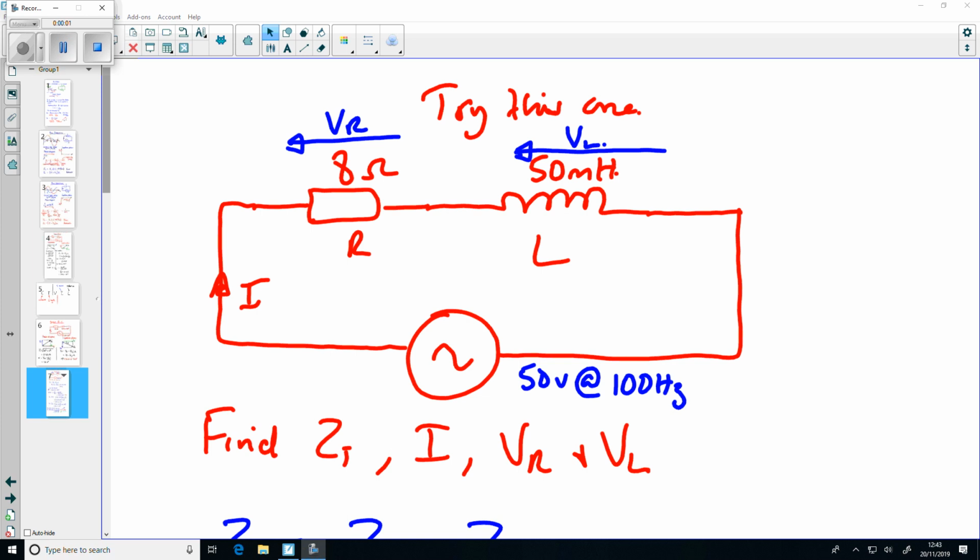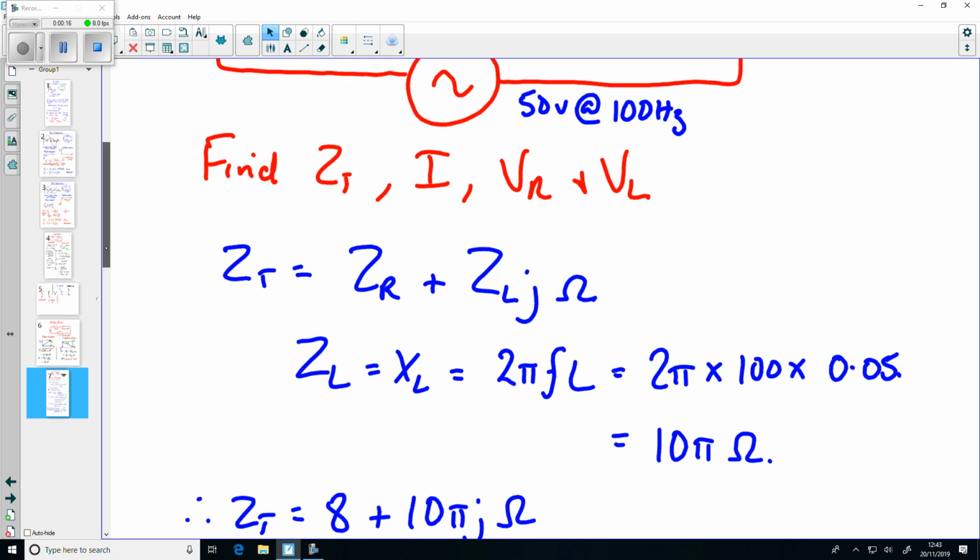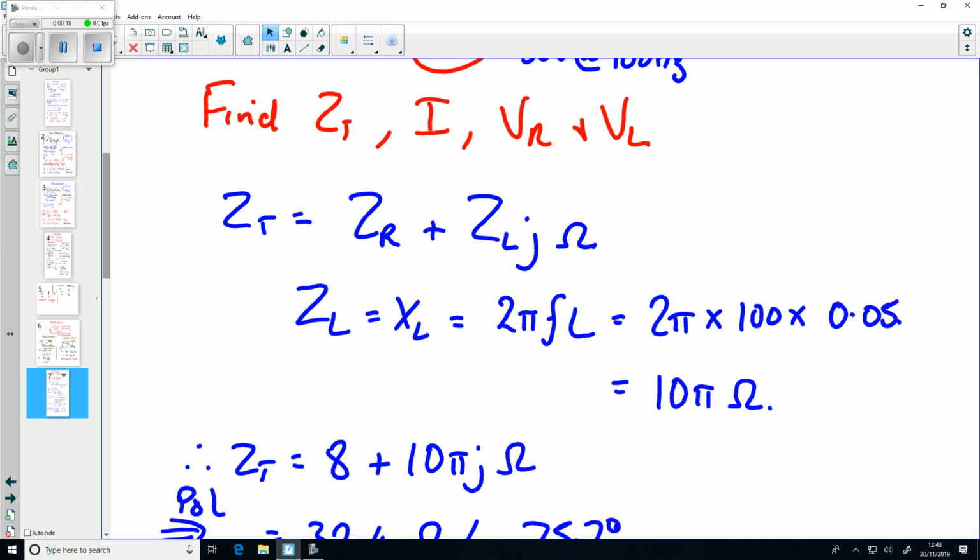I gave you to do was a resistor of 8 ohms in series with a 50 millihenry inductor, and asked you to find the total impedance, the current, and the voltages across the two components. The total impedance is given by the impedance of the resistor plus the impedance of the inductor. Simple series, but the inductor's got a j associated with it, making it a complex number.